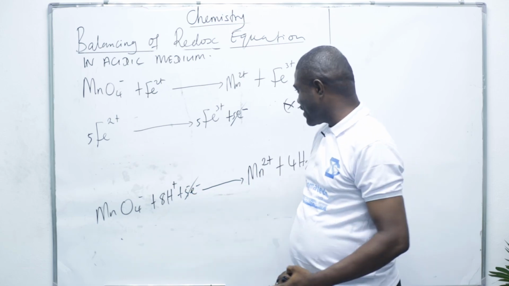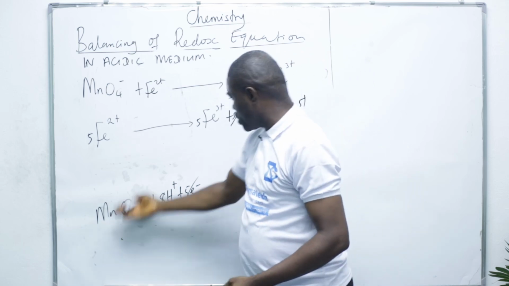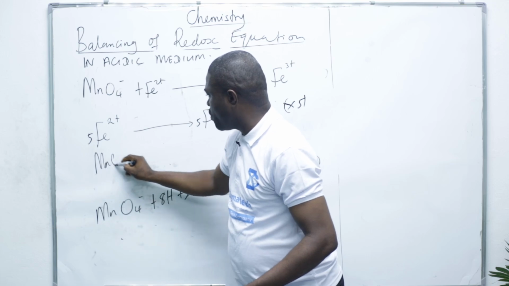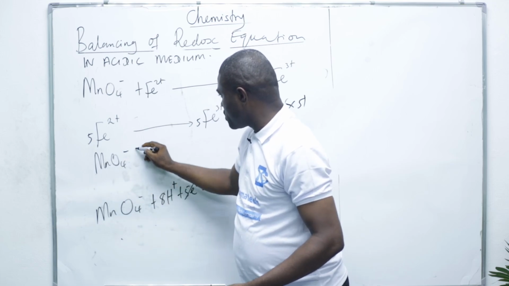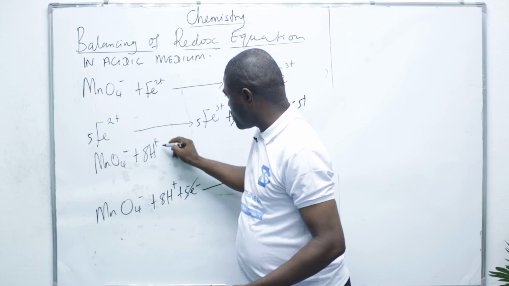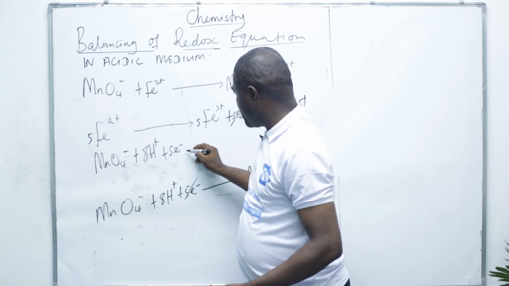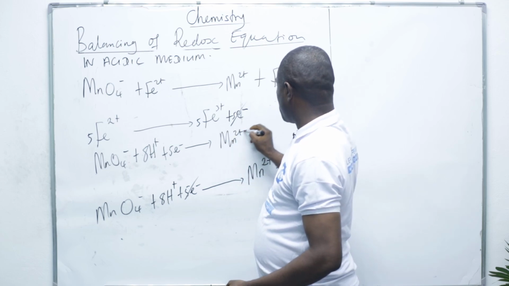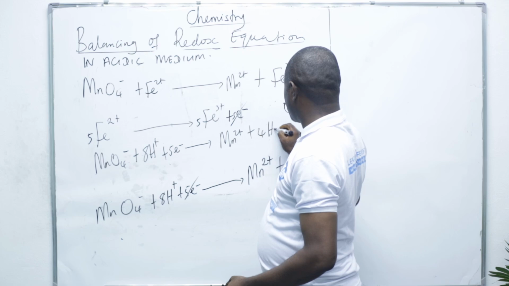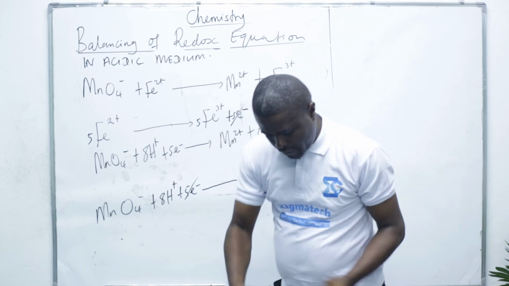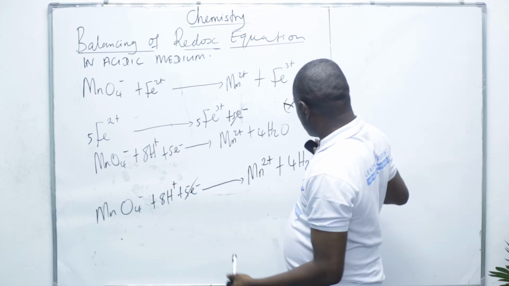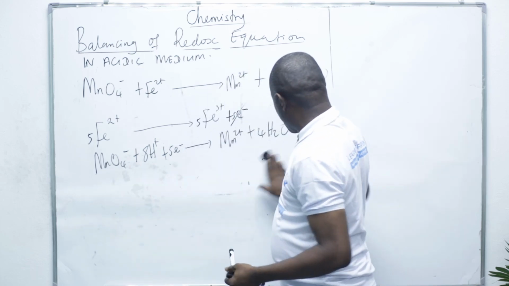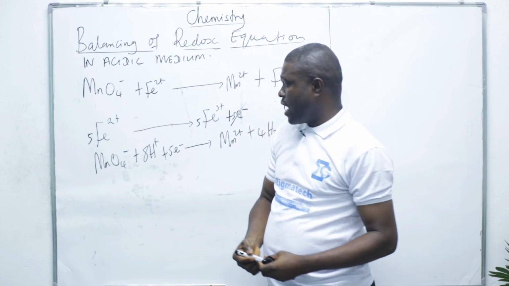So I'm going to join them. Permit me to bring this one a bit higher so that we can see what is here. So I have MnO4 minus plus 8H plus 5 electrons. Then I have Mn2 plus, 4 molecules of water. This is what I have. Now I'm going to bring the two half equations together, after which I will check if both sides are balanced.